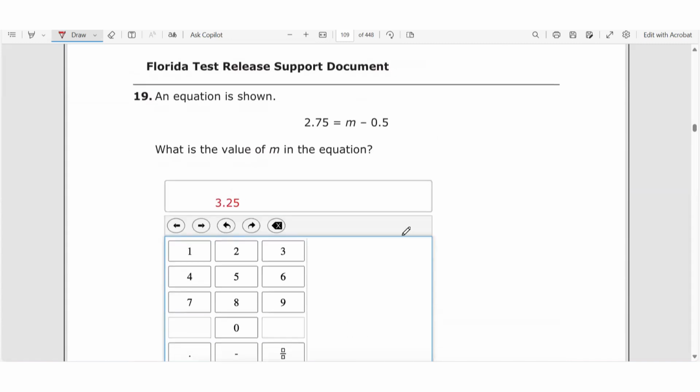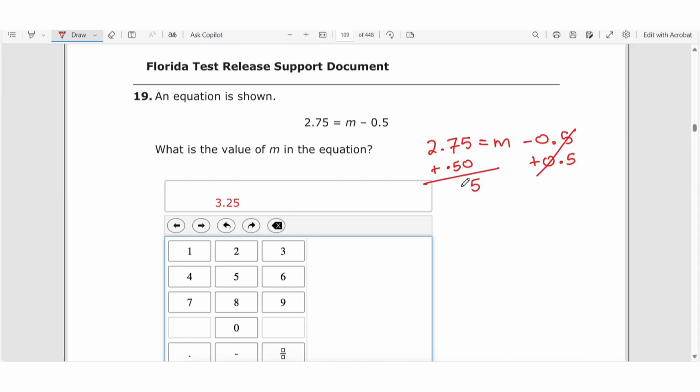It says, an equation is shown. We have 2.75, which is equal to m minus 0.5. What is the value of m in the equation? Well, what this is suggesting is that we want to isolate that m. Whatever we do, m must be by itself. And in this case, if we get rid of that negative 0.5 by doing the opposite to it, which is to add 0.5, then this would be canceled out, so it's gone. But whatever we do to one side, we have to do it to the other side. So we must add that 0.5 over here as well.